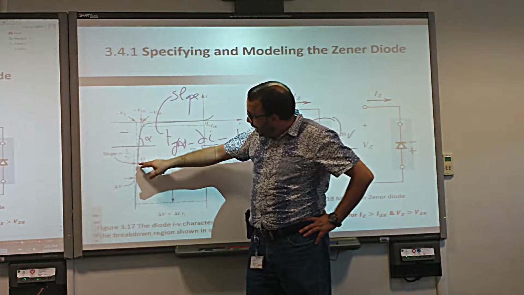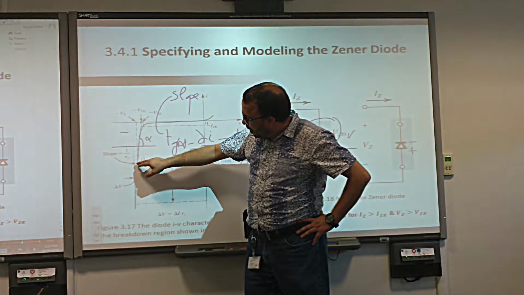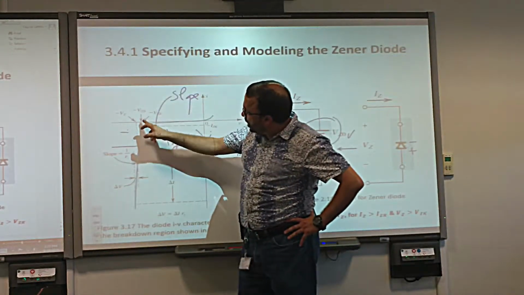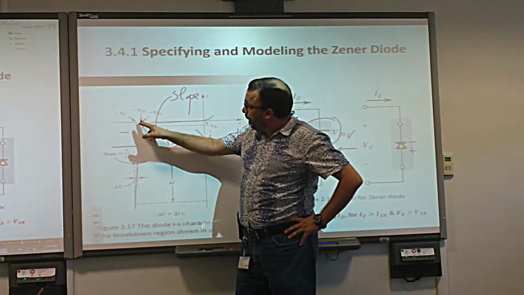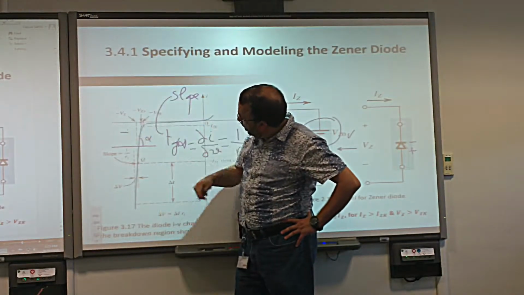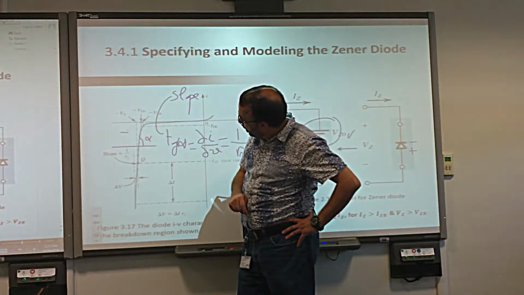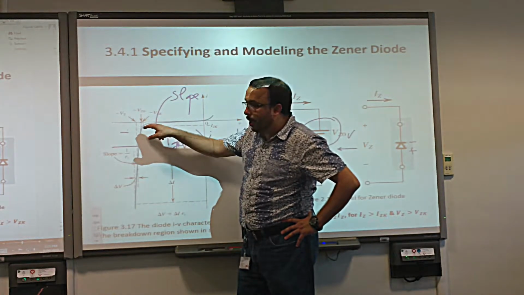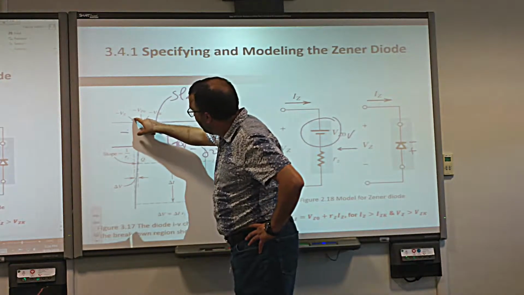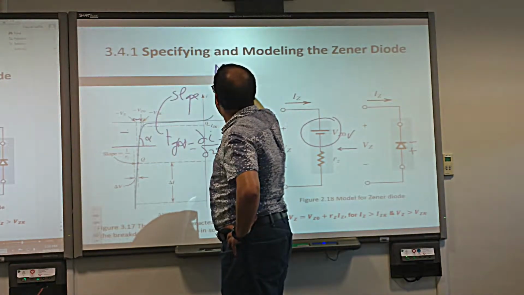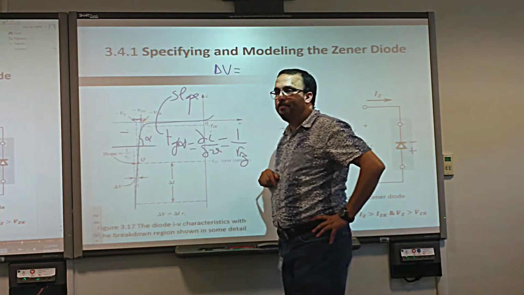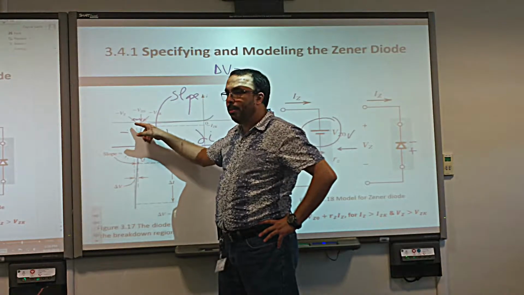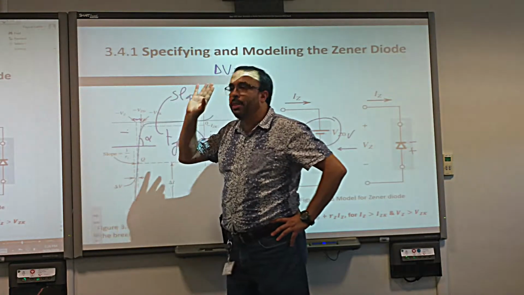So the voltage of this point, which is VZ, is going to be equal to this voltage, VZ naught, plus this distance. And this distance is equal to what? It is equal to delta V. Very good. So this distance, we call it delta V. So that delta V is equal to what? VZ minus VZ naught. This delta V here is VZ minus VZ naught. Right? That's okay. That's good.